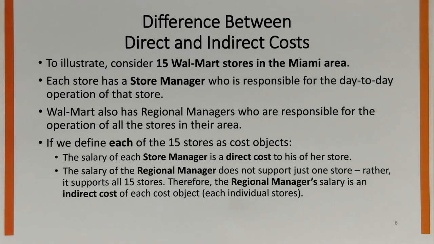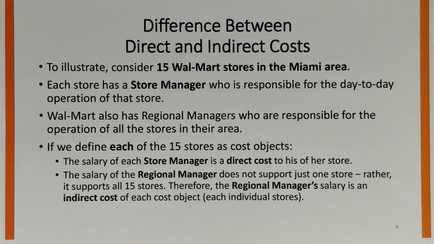To illustrate the difference between direct cost and indirect cost, consider 15 Walmart stores located in the Miami area. Each store has a store manager who's responsible for the day-to-day operations of the store. In addition, Walmart has regional managers who are responsible for the operations of stores in their area. If we define each of the 15 stores in Miami as cost objects, the salary of each store manager is a direct cost to his or her store. The salary of the regional manager does not support just one store. Rather, it supports all 15 stores. Therefore, the regional manager's salary is an indirect cost of each cost object.